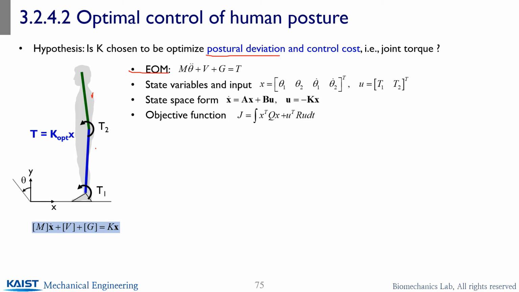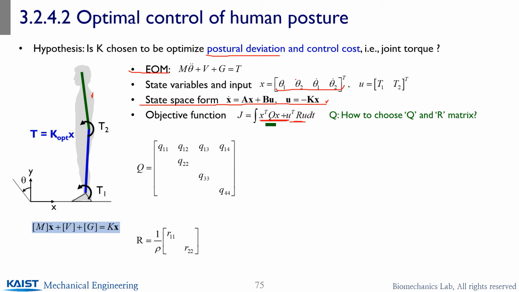Let's adapt the two-segment model. So there are four state variables: theta 1, theta 2, and theta 1 dot, theta 2 dot. And using these state variables, we make the equations of motion into a state variable form because we want to formulate the optimal control model. So for the objective function, there is a quadratic of the error, the deviation of the angle from the upright, and the control cost. Okay, so the next step is how we can determine Q and R.